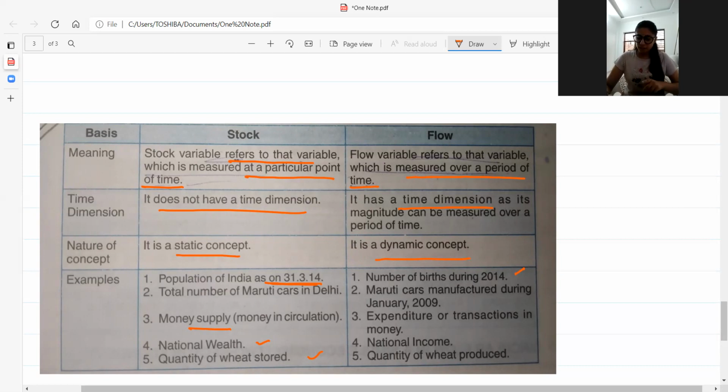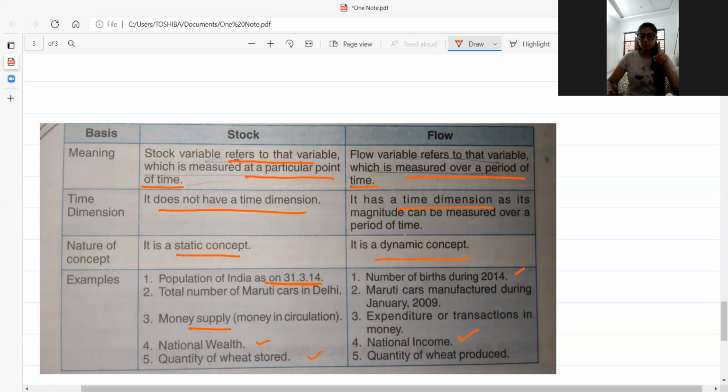Expenditure or transactions in money. When I say transaction, then it has to be over a period of time, like over this month, this much has been spent. So it takes a period of time. National income is also calculated over a period of time. We will be discussing national income in further videos, so this should not be a point of concern. National income is calculated on various components which are calculated over a period of time.